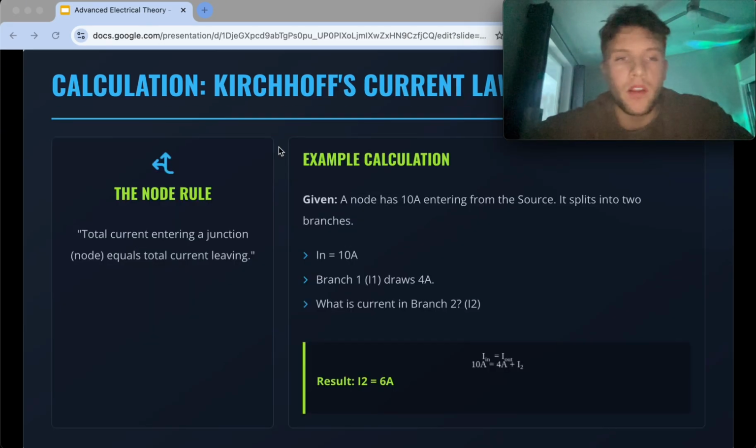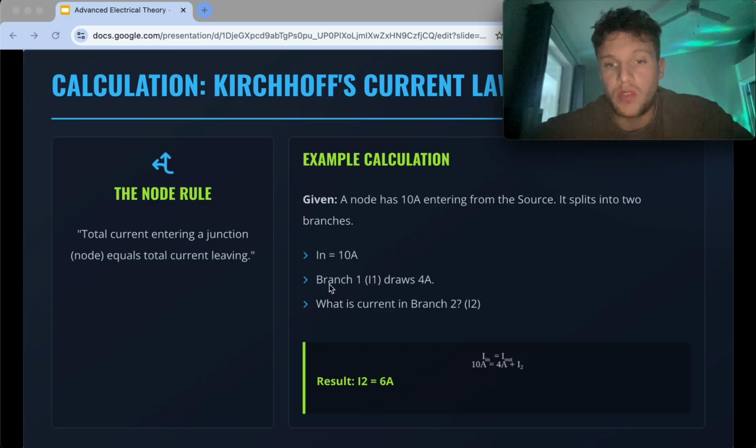Next rule that Kirchhoff made, which was the node rule. In this rule, it basically says that the total current entering into a junction is going to be equal to the sum of the current leaving. So if we have a node that has 10 amps entering from the source and it splits into 2 branches, we have in is 10 amps.